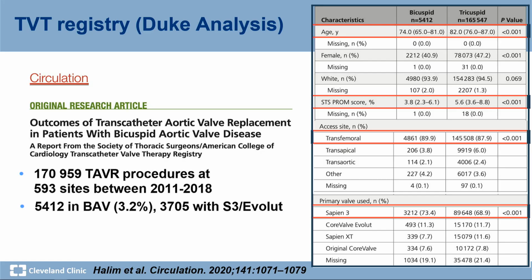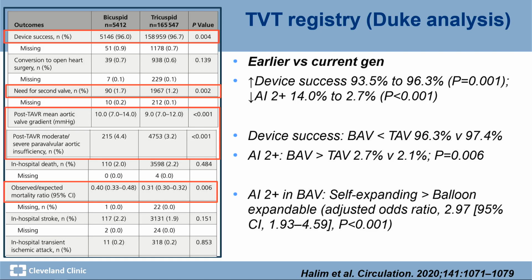So one analysis is a combined analysis. So this is the combined analysis. That's why I call it a Duke analysis. So this is 170,000 patients, 590 sites, 3.2% bicuspid valve, so not many bicuspid valves, and as you can see there, 3,700 were S3 or Evolut. The rest were older generation valves. So if you want to look at S3 and Evolut, it is about 3,400 patients, 700 patients.